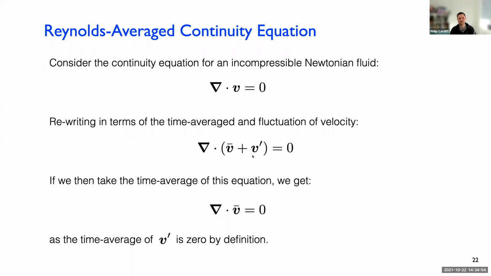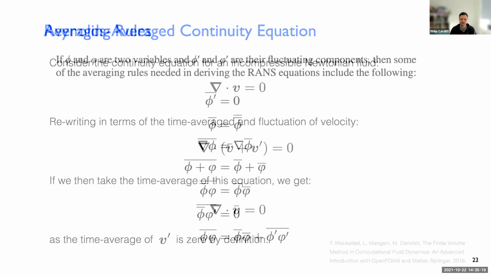But if you take the time average of the fluctuation, by definition, that's equal to 0, because we know that it fluctuates about the average. So if you take the average of that in time, it goes to 0. So when we get the time average continuity equation, it looks exactly the same, except it's replaced with V bar instead of V. So the average velocity in time, as opposed to the actual instantaneous true velocity. So that's our time average continuity equation.